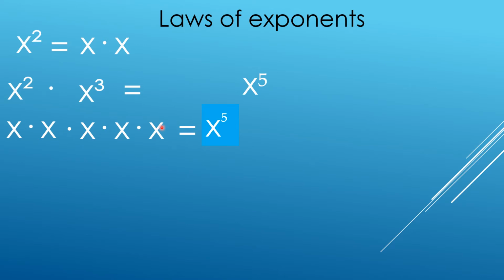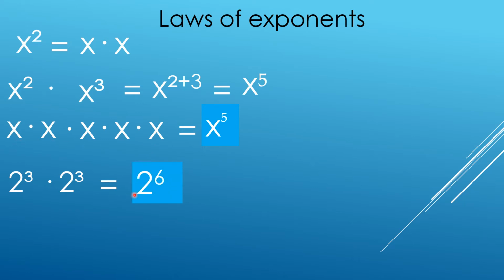So how am I going to do that instead of doing this expanded form? Simply copy the base and add the exponents, 2 plus 3, and that is equal to x to the fifth power. Now, if I have 2 raised to the third power, or 2 cubed, times 2 cubed, I am no longer going to expand it. Instead, I'm just going to copy the base and add the exponents, because the result will be the same, and this is the shortest way. So 2 raised to the sixth power.